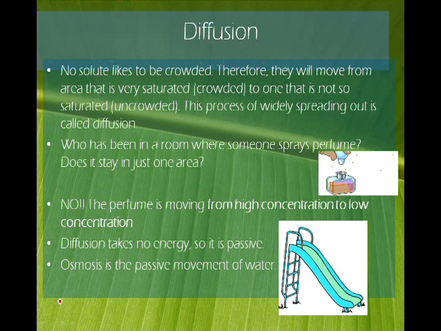Osmosis is the passive movement of water. I have a picture of a slide on here to demonstrate how things move from high to low concentration. This slide represents a gradient, where one area has a high concentration, one area has a low concentration. If you go down this slide, that doesn't take any energy on your part. You're just moving from high to low. Same thing with these molecules. As they're spreading out, there's no energy required in order to do that.